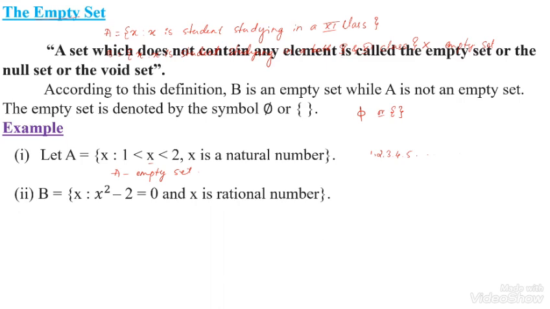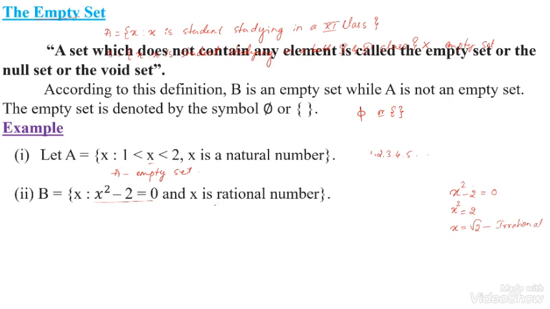Let B be a set such that x square minus 2 is equal to 0, where x is a natural number. Now we have to solve this equation, x square minus 2 is equal to 0. While solving, x square is equal to 2, taking minus 2 to the right side, it becomes plus 2. So x is equal to root 2. We know that root 2 is an irrational number, but here they gave x as a natural number.